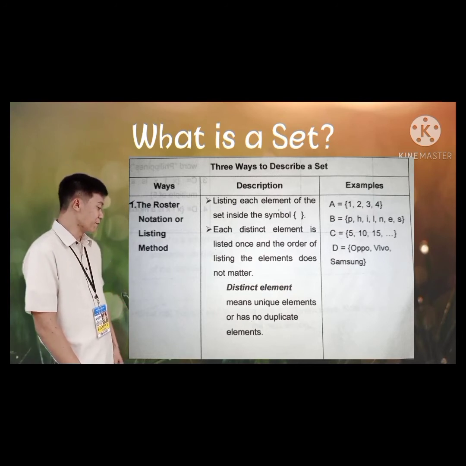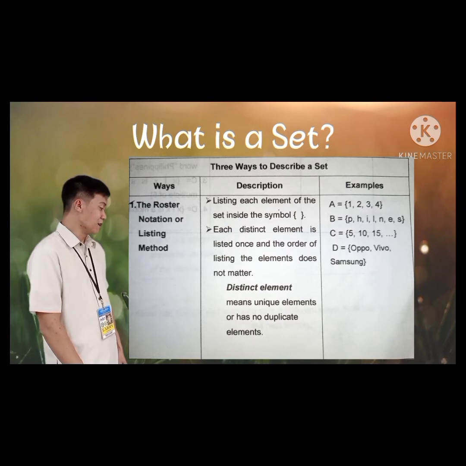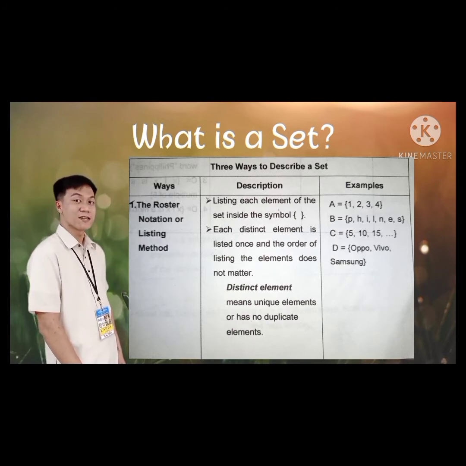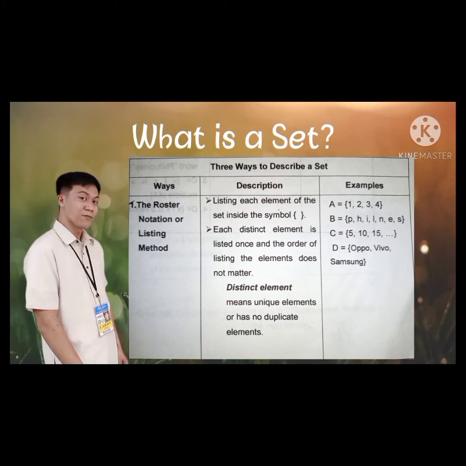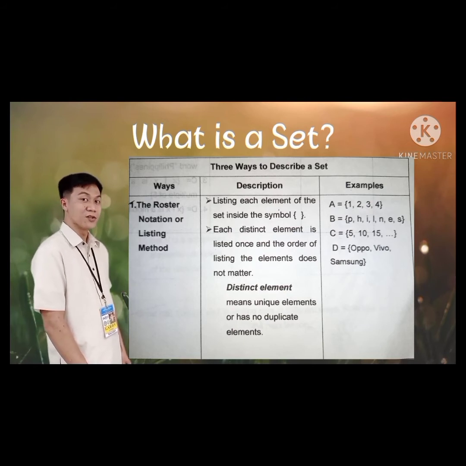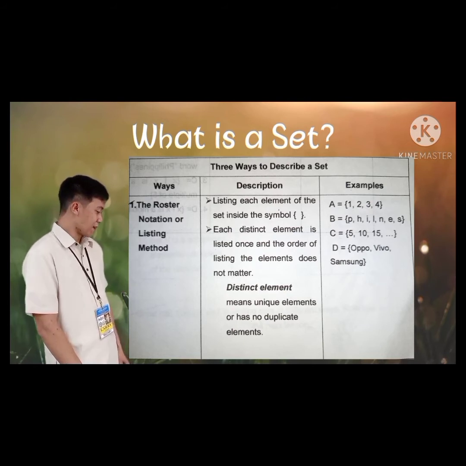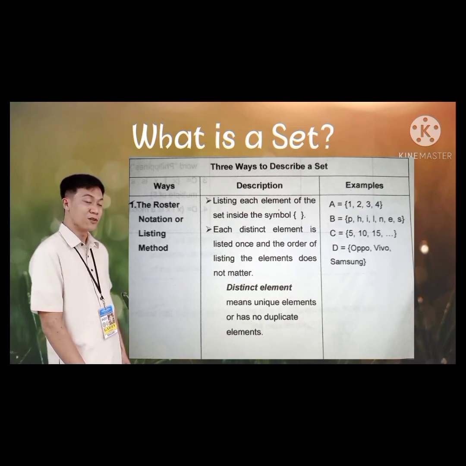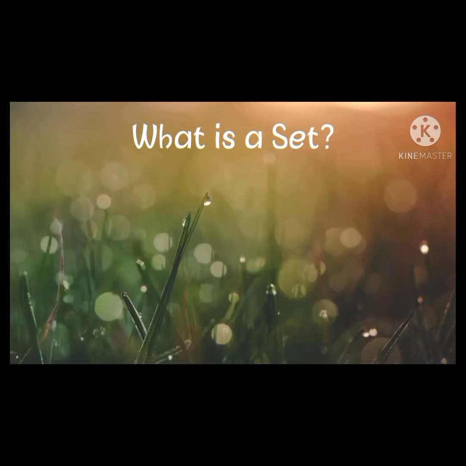Your set B, the elements are P, H, I, L, N, E, S, separated by commas. And your set C, the elements are 5, 10, 15, and so on and so forth. And your set D, the elements are Oppo, Vivo, and Samsung, or brands of a phone.